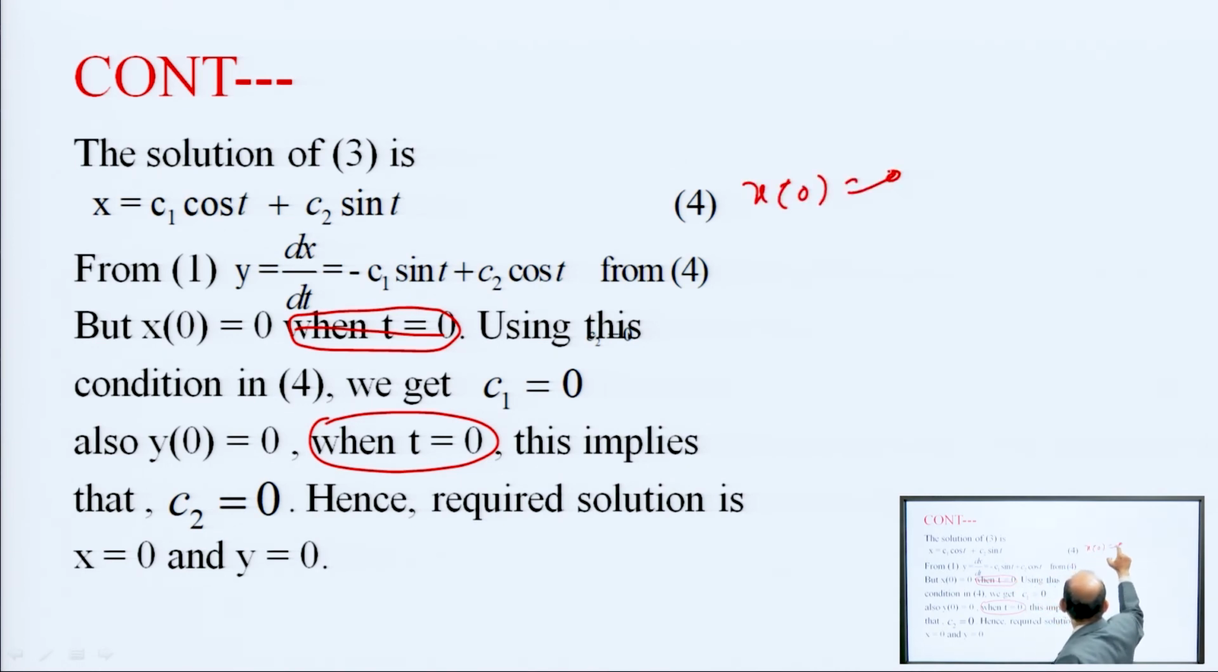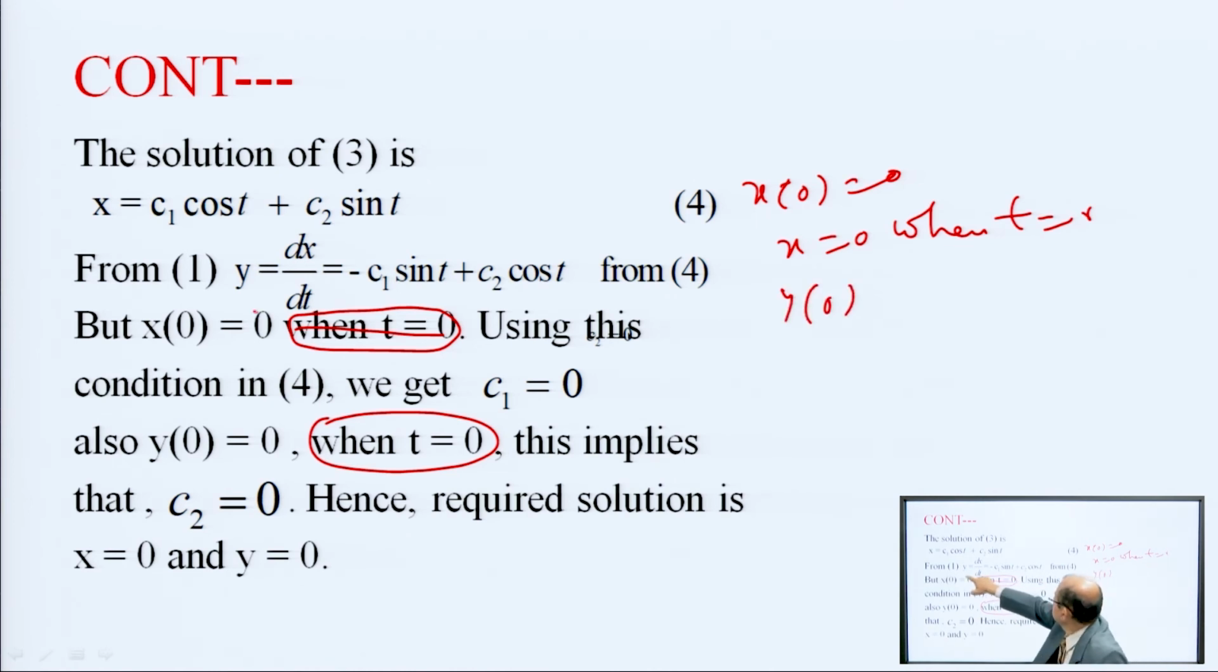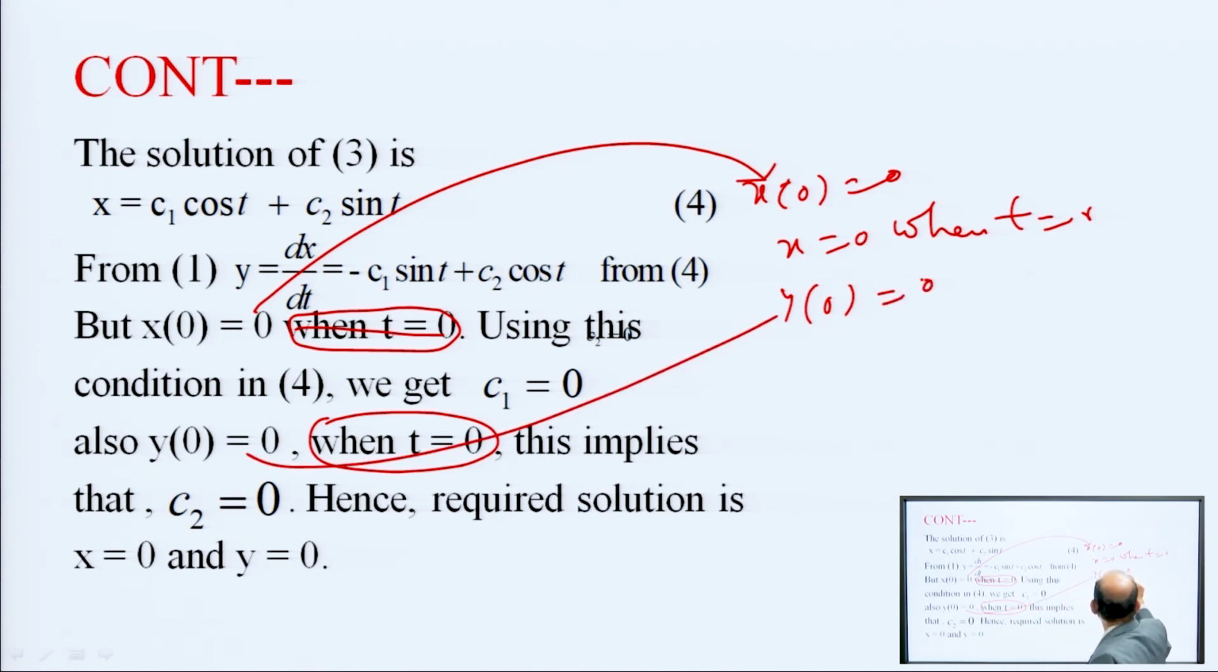x(0) is equal to 0 means x is equal to 0 when t is equal to 0, and y(0) is equal to 0 means y is equal to 0 when t is equal to 0. Since c 1 and c 2 are both 0, x is equal to 0 and hence y is equal to 0.